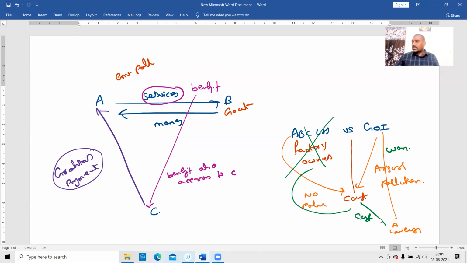But this person C is a local business trader. He was doing business surrounding the factory, and because of pollution, his business is affected. Say for example, he was running some college or school. Because of the pollution generated by the nearby factory, his admissions are very less.